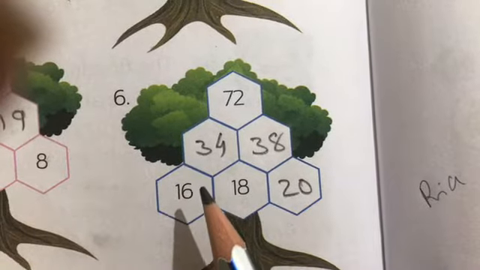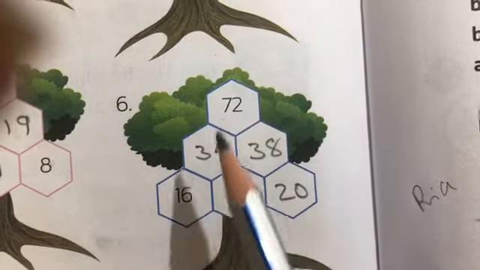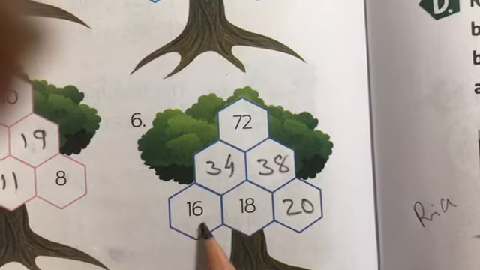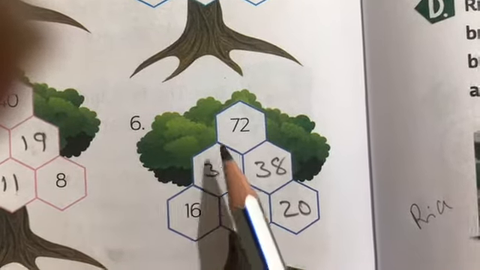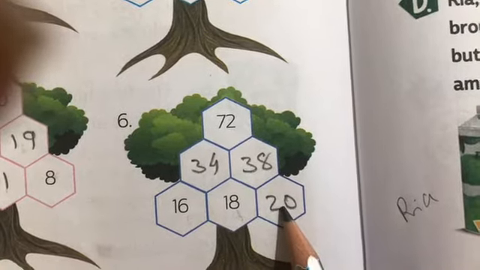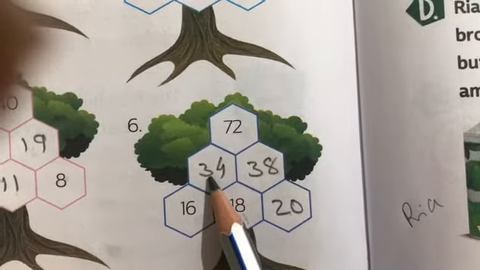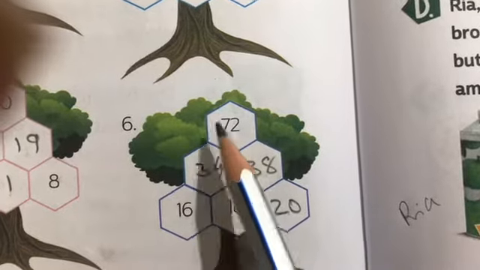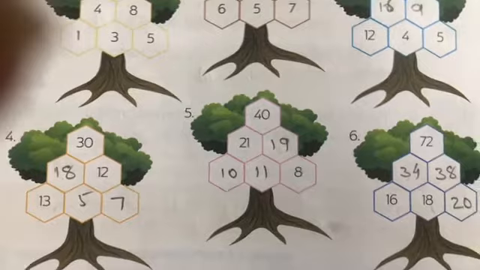Here the given numbers are 16, 18, 72. 16 plus 18, answer is 34. 18 plus 20 is equal to 38. 34 plus 38 is equal to 72. Here this section is over.